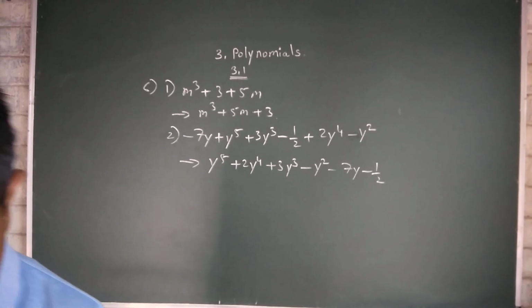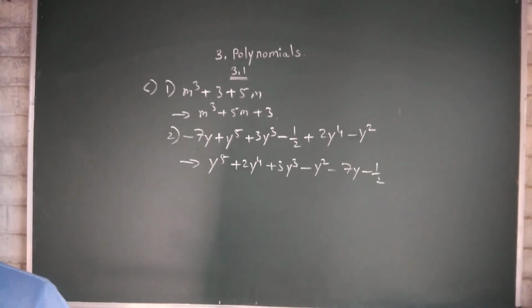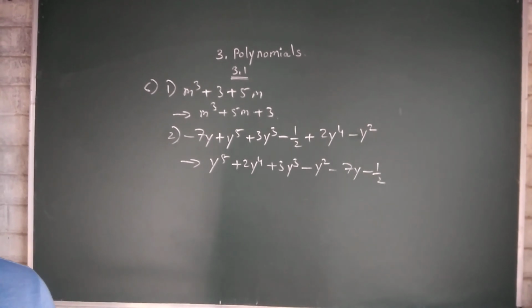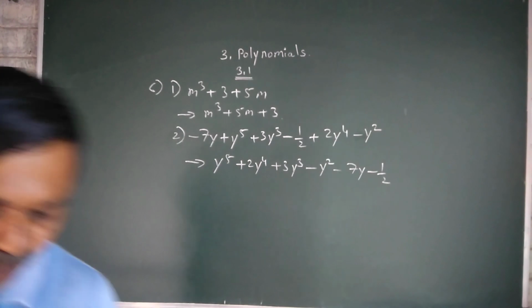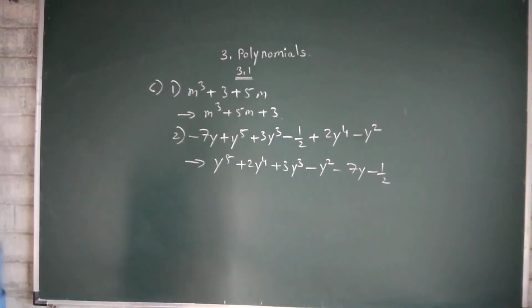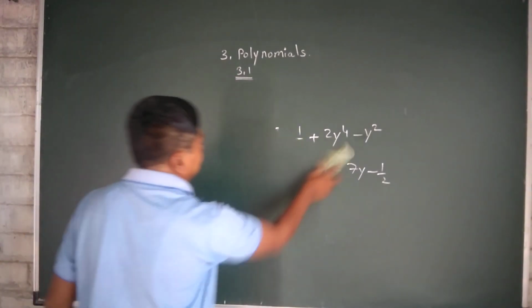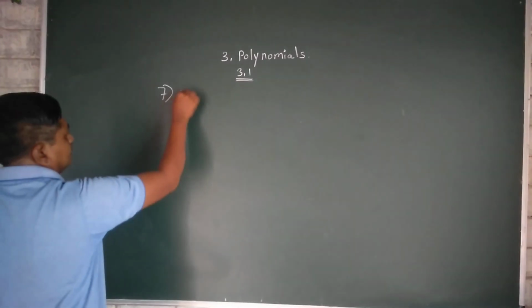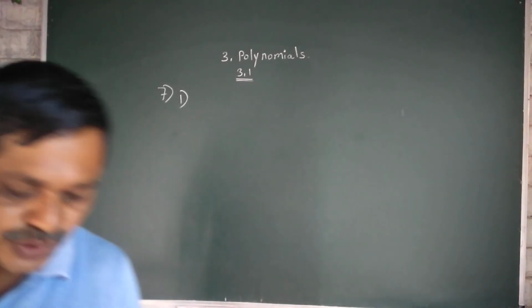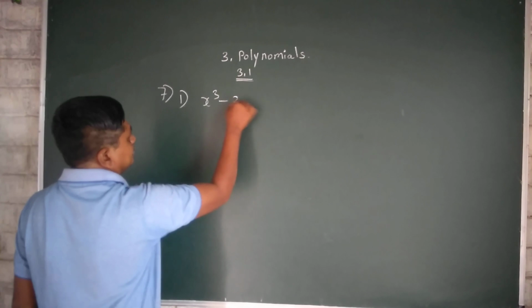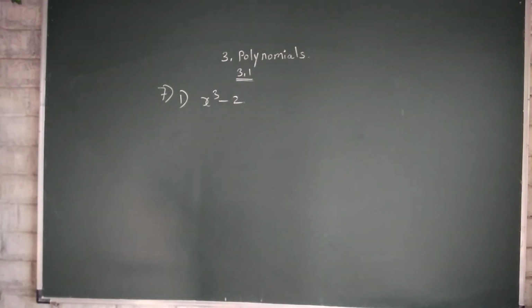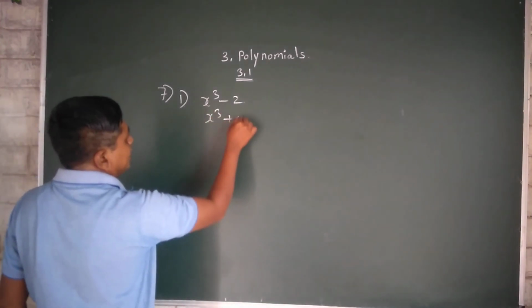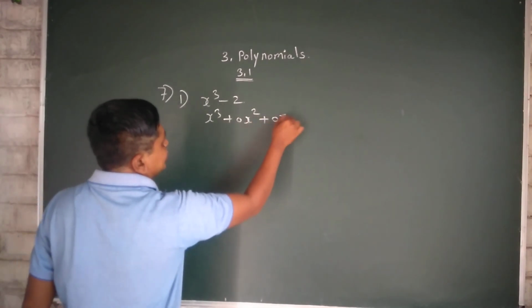Now, we will see seventh topic. Write the following polynomial in coefficient form. In that, first question, x raised to 3 minus 2. Now see, missing term we will add. x raised to 3 plus 0x square plus 0x minus 2.